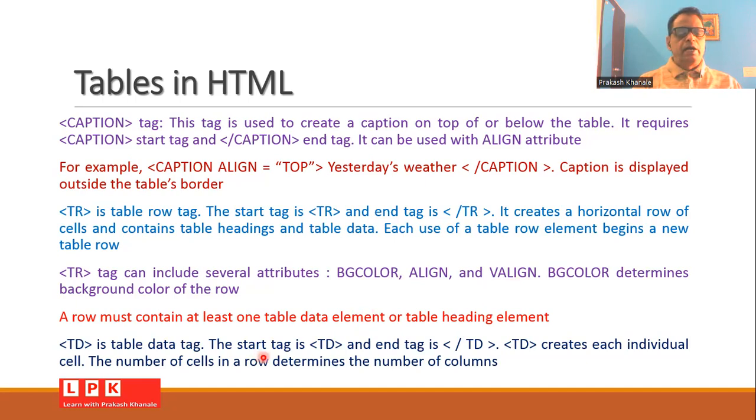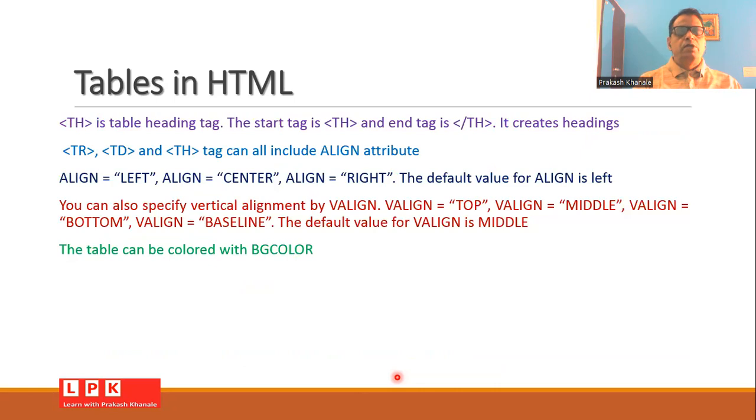Then there is a data tag. Whenever you want to display the values in the rows and columns, you can make use of this table data tag. The start tag is td, end tag is /td. It will create each individual cell, and the number of cells in the row determines the number of columns. There is another tag, a heading tag th. Again, there is a start tag th, end tag /th. It will create the heading.